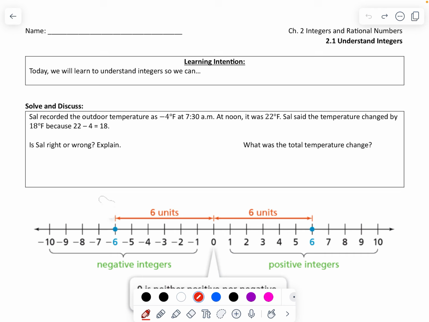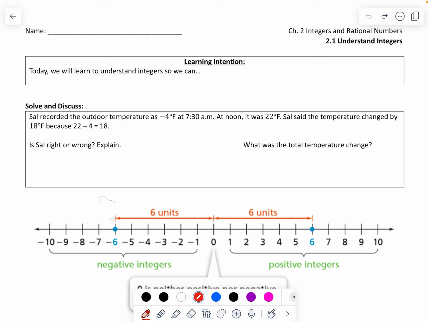So this first question says, Sal recorded the outdoor temperature as -4 degrees Fahrenheit at 7:30 a.m. At noon, it was 22 degrees Fahrenheit. Sal said the temperature changed by 18 degrees because 22 minus 4 equals 18. Is Sal right or wrong? Explain. And then what was the total temperature change? So I want you to think about this. If you want to, you can pause the video to come up with your own reasoning, and then you can play the video to see if you got it correct. But think about, is Sal right or wrong? Did the temperature change by 18 degrees?